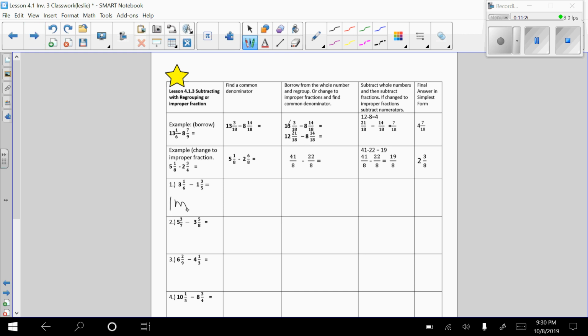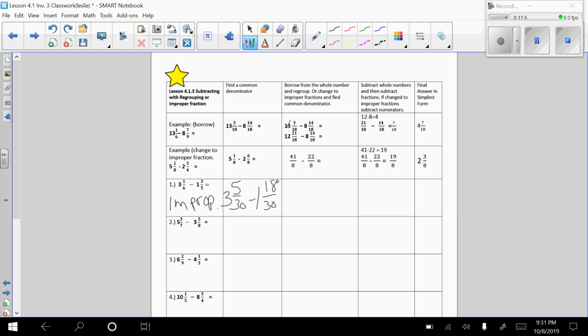Let's use improper fractions for this one, and I'm just going to abbreviate here. So the common denominator of 6 and 5 is 30. So I have 3 with a denominator of 30 minus 1 with a denominator of 30. Remember, do not forget the whole numbers. What did I do to 6 to get to 30? I multiplied by 5. 1 times 5 is 5. What did I do to 5 to get to 30? I multiplied by 6. 3 times 6 is 18.